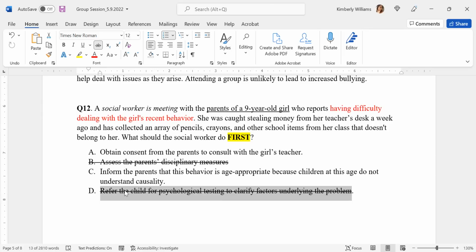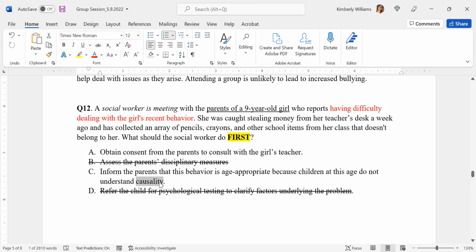I said C because they're already complaining about difficulty dealing with her behavior. And so she's stealing, and so I need to address her. You can say that it's normal for a 9-year-old to steal, that it's age appropriate, because at 9 they don't really understand causality.